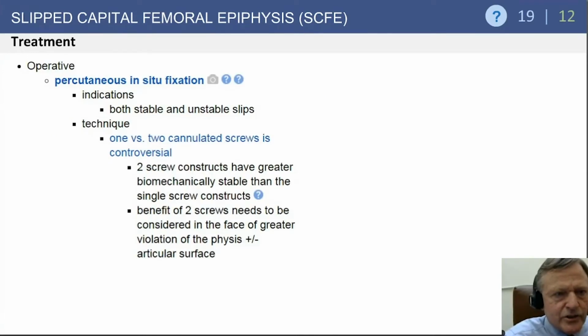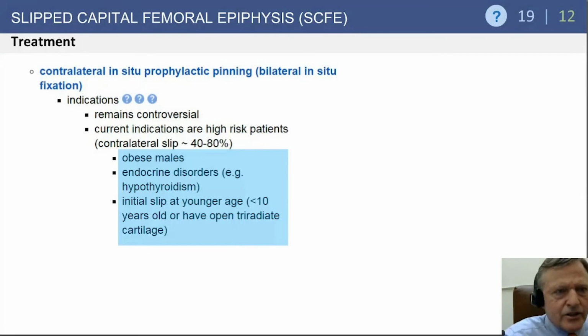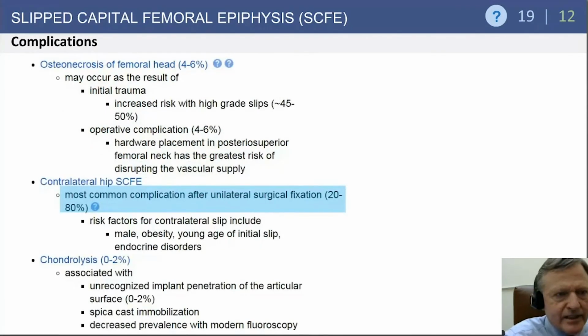1 versus 2 screws, I don't think you're going to see too much of that, with the exception that the chance of damage to the femoral head is greater with the two screw fixation. So contralateral in situ pinning, there tend to be a lot of questions about that. We've been through this: obesity, endocrine disorders, particularly hypothyroidism, and slip at a younger age. It's the most common complication after unilateral surgical fixation.